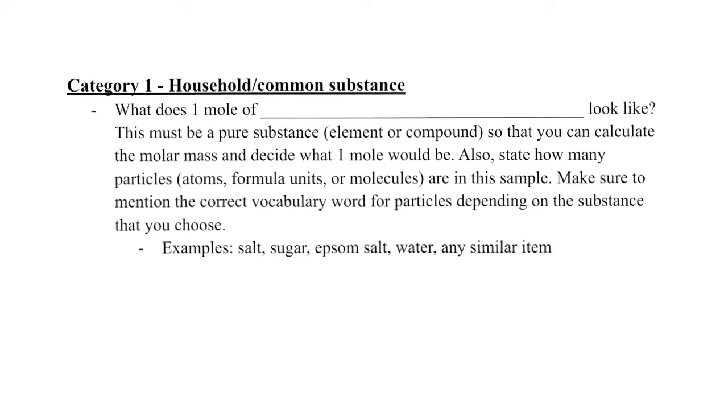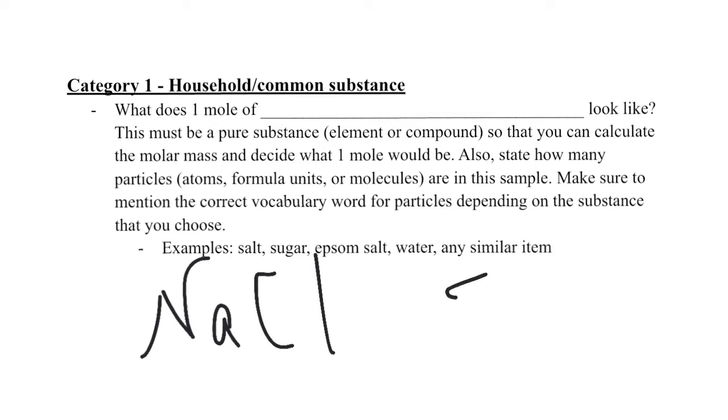All right, so category 1 is pretty straightforward. It says, what does 1 mole of blank look like? It's supposed to be a pure substance so that you can calculate the molar mass and decide what 1 mole would be. So we used table salt as our example. So that's not one you're allowed to use in your project. But table salt is just NaCl. And we had to look up on the periodic table that sodium has a mass of 23, chlorine has a mass of 35, and together that's 58 grams per mole.